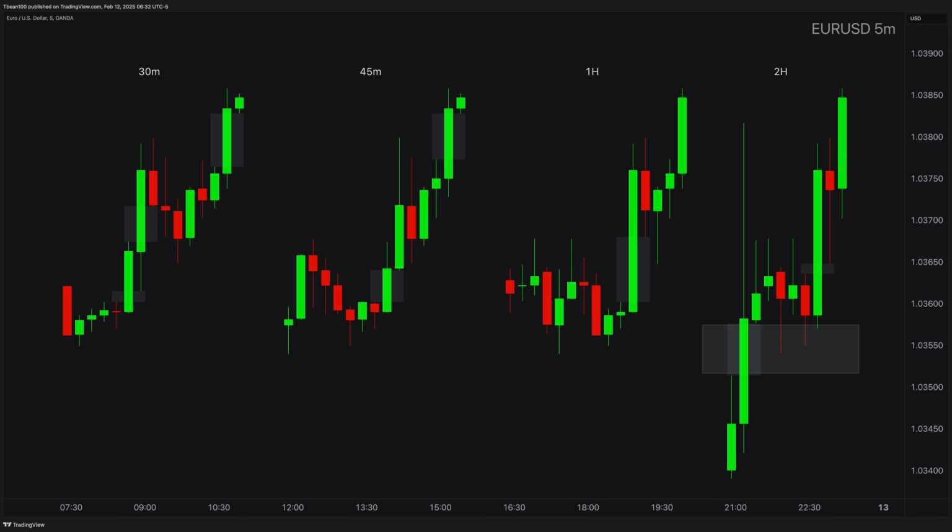If you notice here in the 2-hour time frame, the rally starts with Euro USD right here, the early rally. Later on, price gets a break and pullbacks and dips into two little imbalances from 30-minute and 1-hour charts.